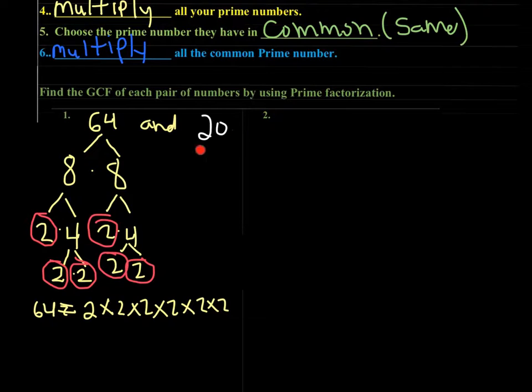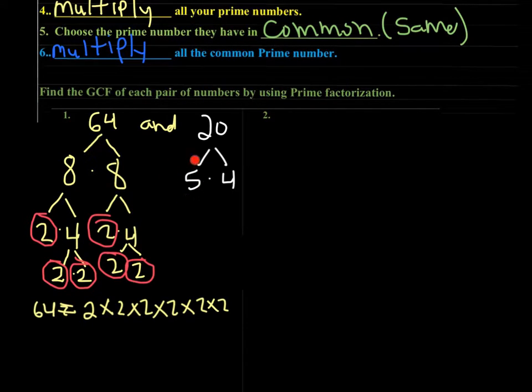Let's go to the 20. Let's start from step 1. Make a factor tree. Two numbers that multiply to get you to 20: you can choose 5 times 4. Alright, step 2. Let's check if the numbers are prime. 5 is a prime number because it can only be divided by 1 and itself. So we can stop at the 5.